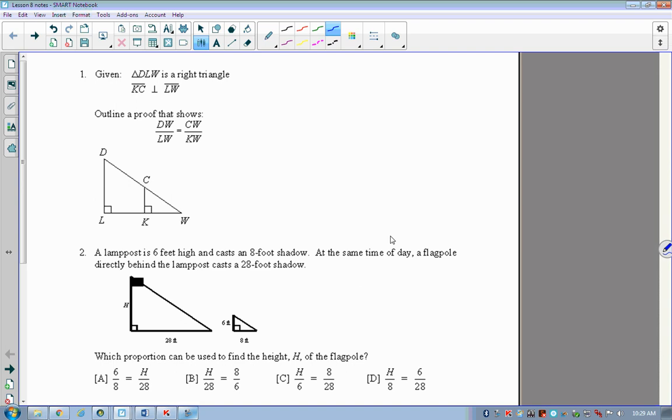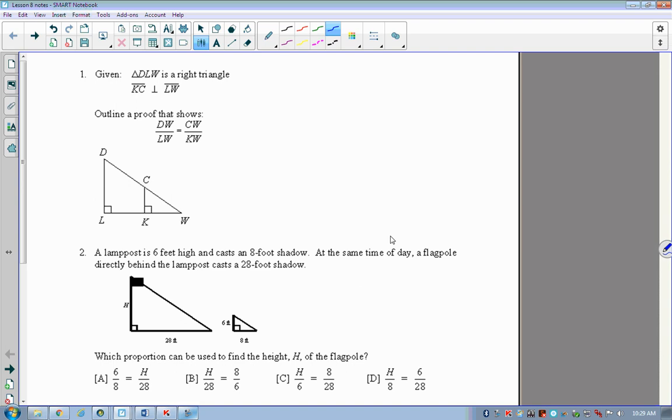Can you tell me anything else about similar figures? What's true about their angles? Angles are congruent, sides are, what do we know about their sides? Sides of similar figures are what? Proportional, okay? So those are some things that if I didn't already know them and didn't have them off the top of my head, I'd want to write down.